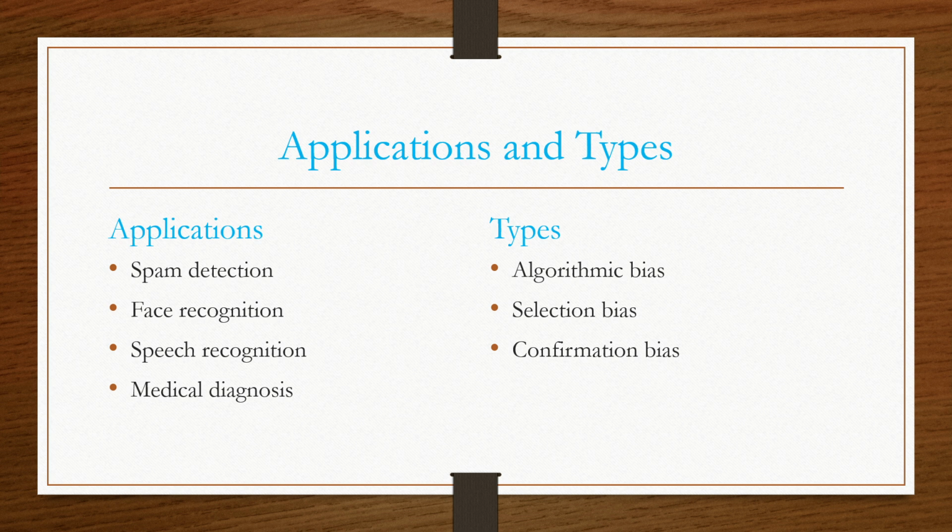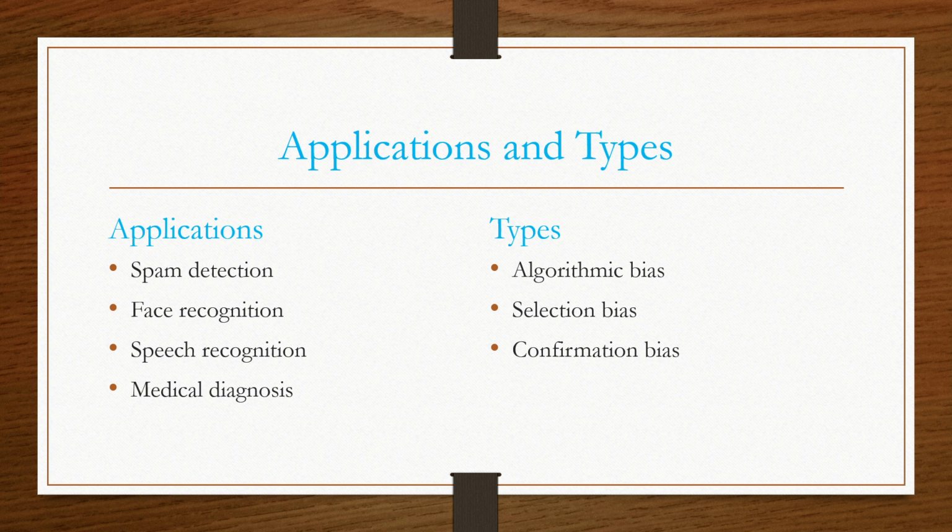And our next point is types of biases. First one is algorithmic bias. This refers to the inherent bias within the algorithm itself. And next is selection bias. This occurs when the training data is not representative of the real world population. Last one is confirmation bias. This happens when an algorithm is overly reliant on pre-existing patterns in the data, reinforcing historical prejudice.